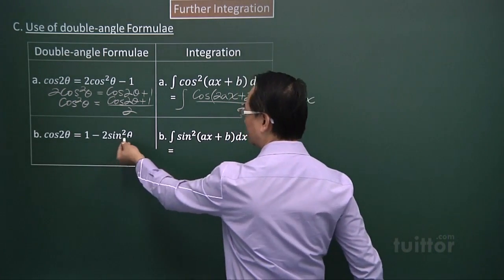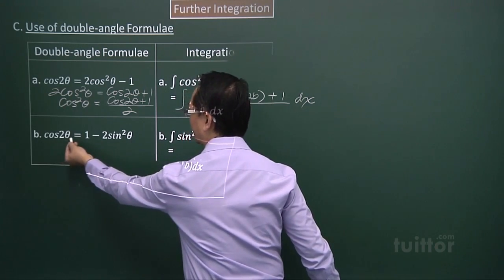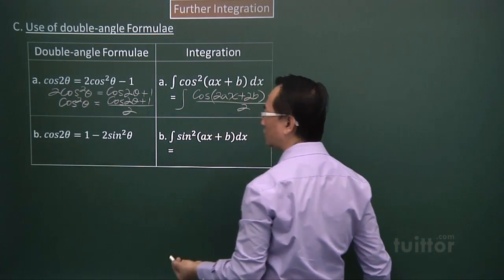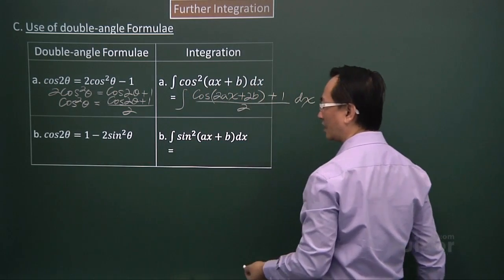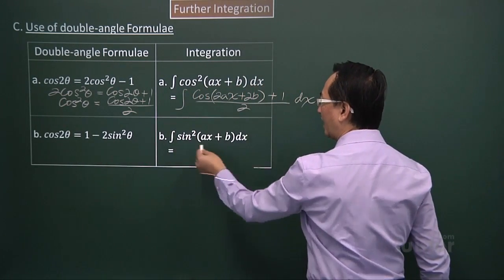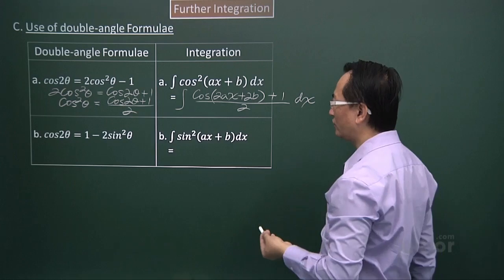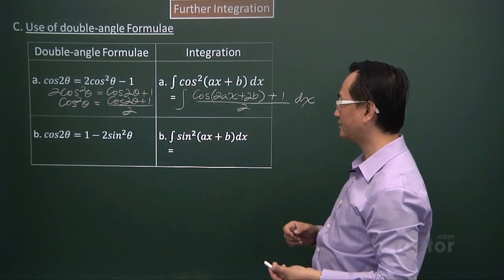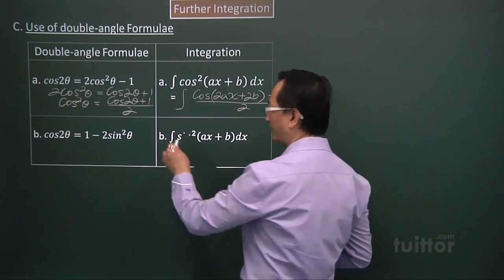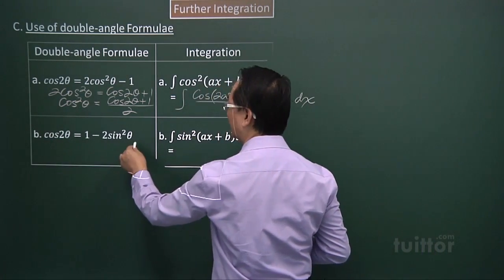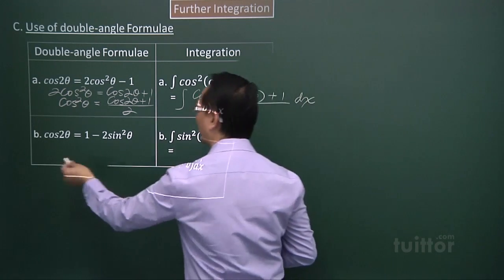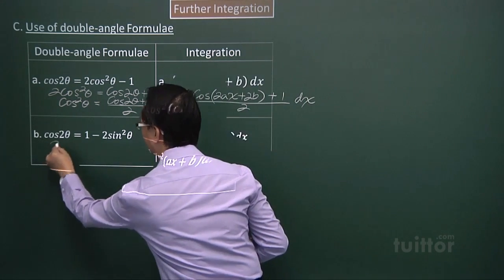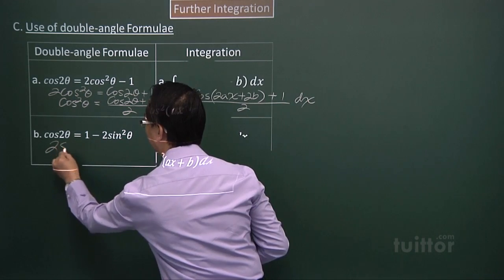Well, over here, I have cos 2 theta equals 1 minus 2 sine squared theta. If I have a case like this that I have to integrate the square of the sine expression, then I will have to go back to this equation here, or the identity, and make sine squared theta the subject.